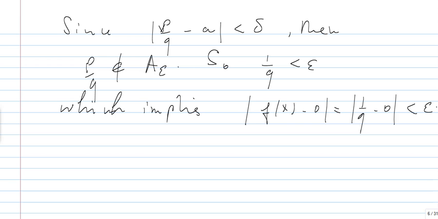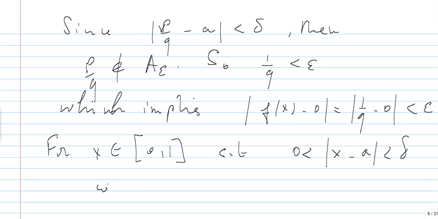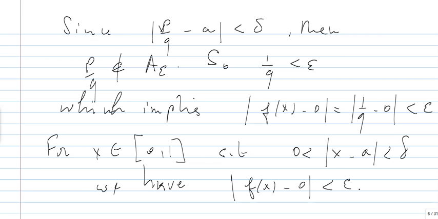So in both cases, for x in (0, 1) such that 0 is less than |x - a| less than delta, we have |g(x) - 0| less than epsilon, and this exactly implies the limit. I'm still stuck with f. I don't understand why, and in fact it should be g. The function is g.